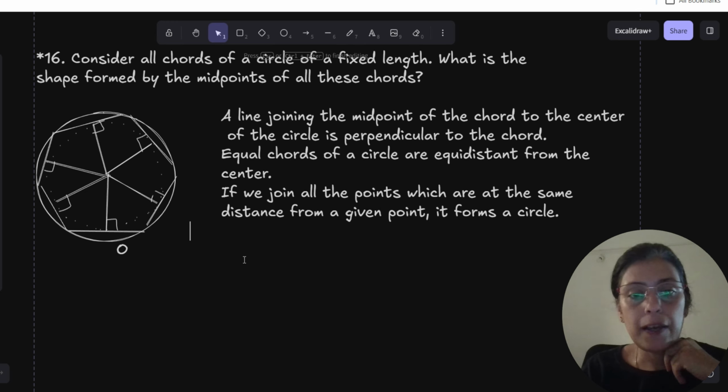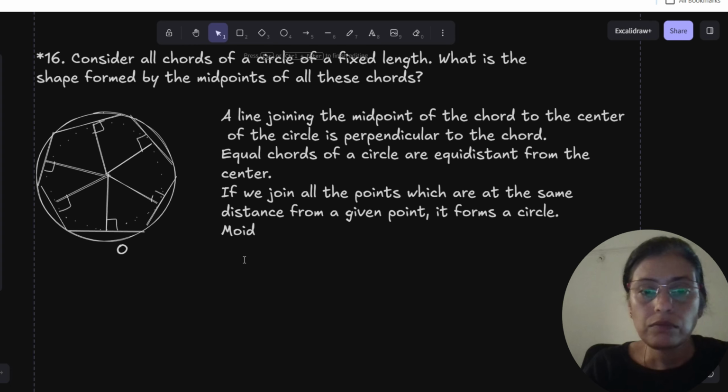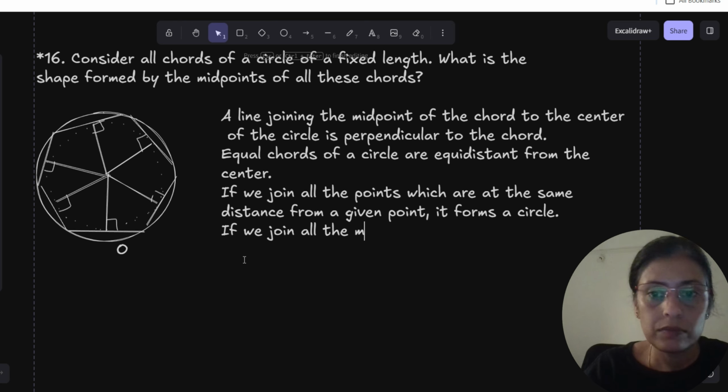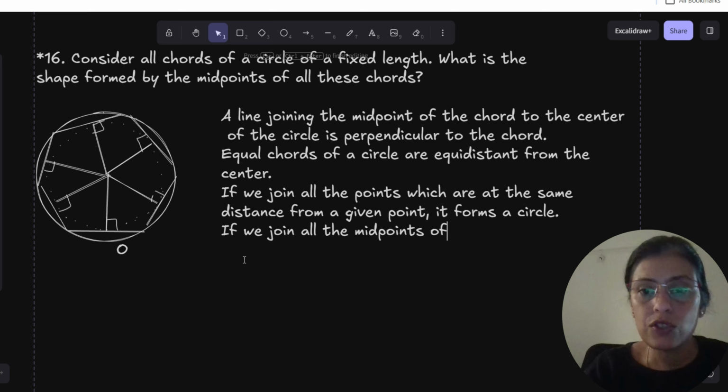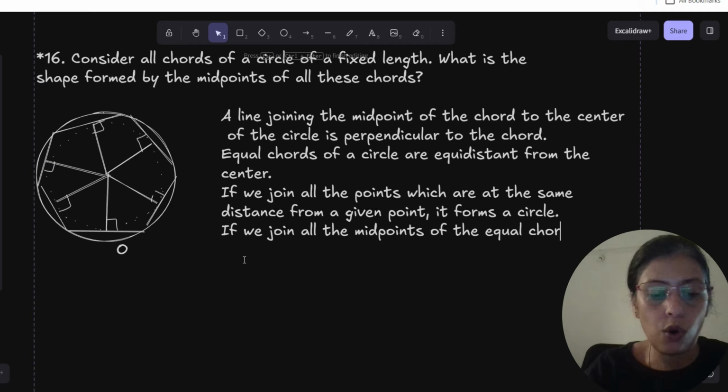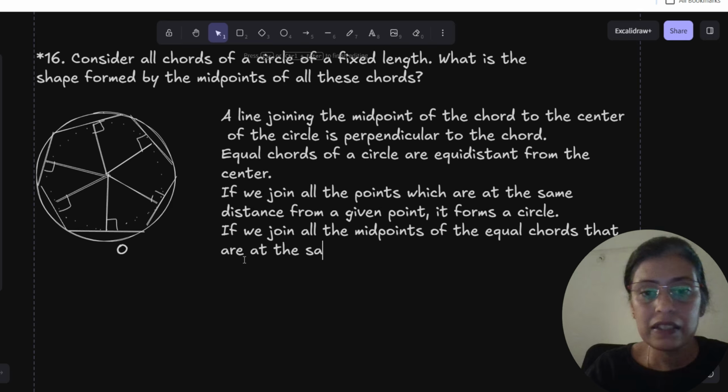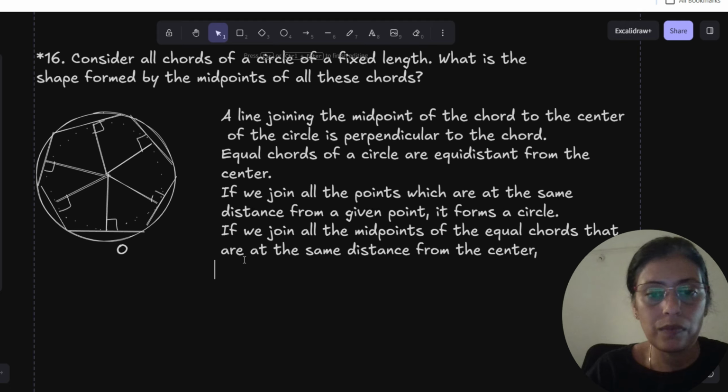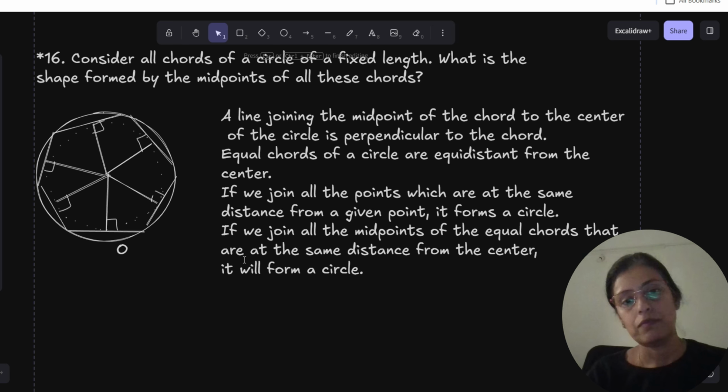So we can say, if we join all the midpoints of the equal chords that are at the same distance from the center, it will form a circle. So the shape will be again a circle.